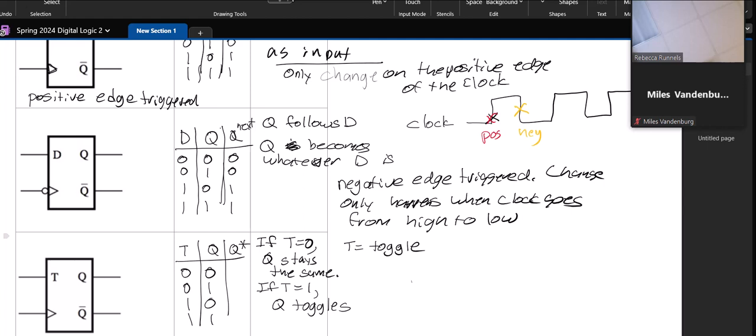So when T is 0, Q star is the same as Q. It doesn't change, so Q remains the same. But when T is 1, then Q toggles and it becomes the complement of what it was before. So the opposite. Okay. Notice this particular T flip-flop is also positive edge triggered. You can always tell if it has a bubble next to the triangle, then it's negative edge triggered, and if it doesn't, then it's positive edge triggered.